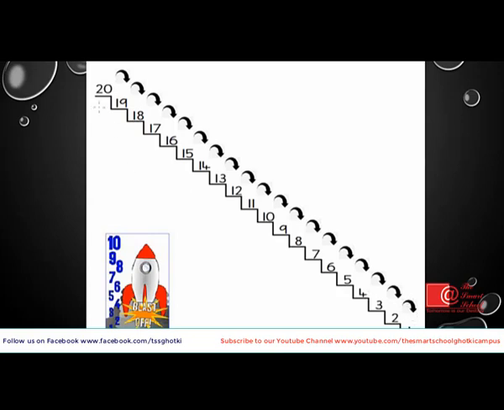In backwards counting, we start from the bigger number and minus one number from each number and coming to the smallest number. Aeroplanes and rockets also use numbers to count down before their takeoff, like 10, 9, 8, 7, 6, 5, 4, 3, 2, 1.